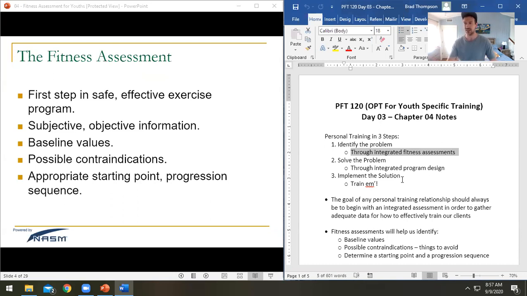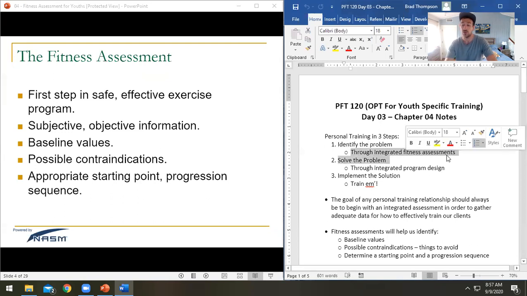What are their likes and dislikes? What hobbies do they have? Are they generally very sedentary, or are they generally very, very active? And so we'll be looking at those fitness assessments from that perspective.